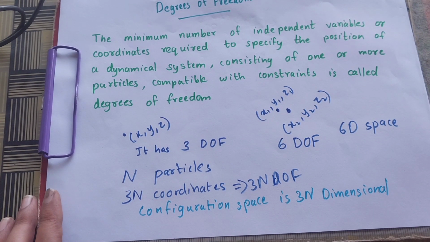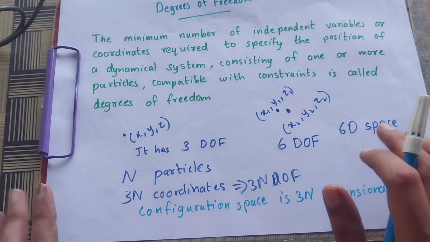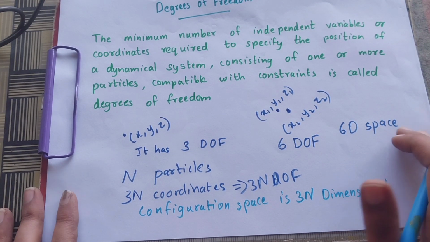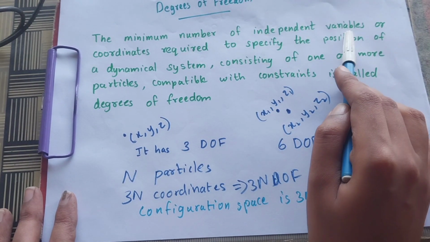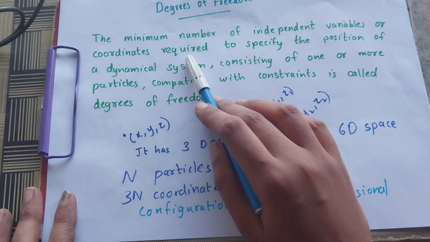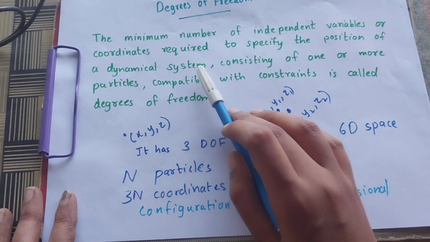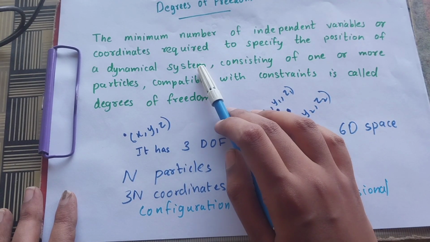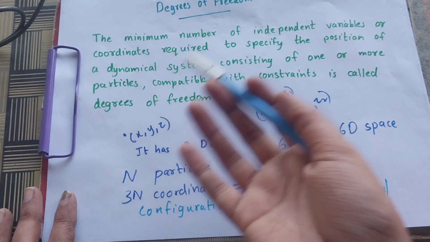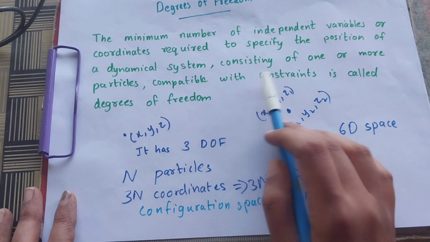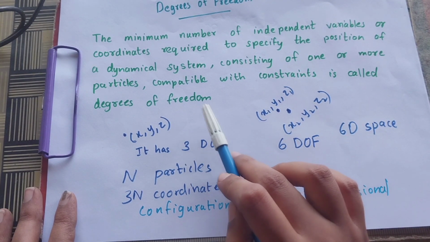So a constraint is basically a restriction in the motion of that system. It reduces the degrees of freedom of that system. Hence the definition: the minimum number of independent variables or coordinates required to specify the position of a dynamical system. What was a dynamical system? The state of that system evolves with time. Such types of systems are called dynamical systems, consisting of one or more particles compatible with constraints, is called degrees of freedom.